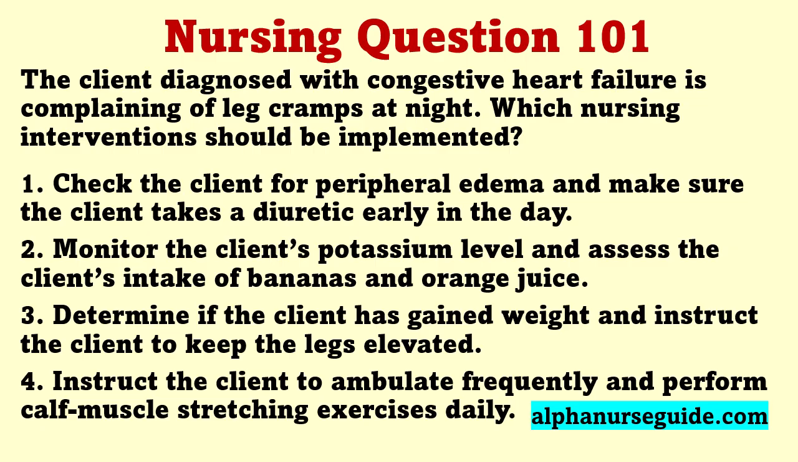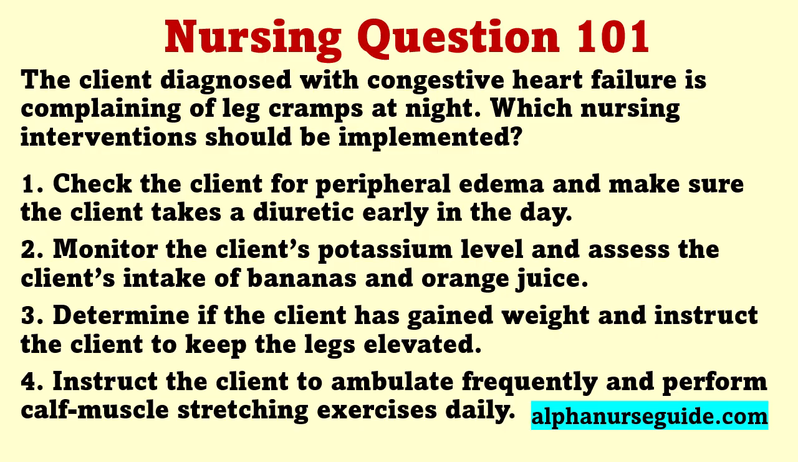The client diagnosed with congestive heart failure is complaining of leg cramps at night. Which nursing interventions should be implemented? 1. Check the client for peripheral edema and make sure the client takes a diuretic early in the day. 2. Monitor the client's potassium level and assess the client's intake of bananas and orange juice. 3. Determine if the client has gained weight and instruct the client to keep the legs elevated. 4. Instruct the client to ambulate frequently and perform calf muscle stretching exercises daily.